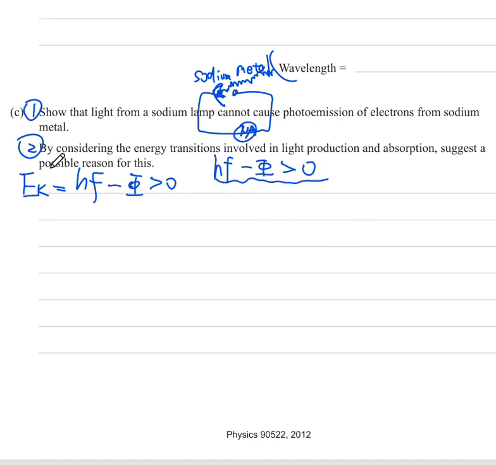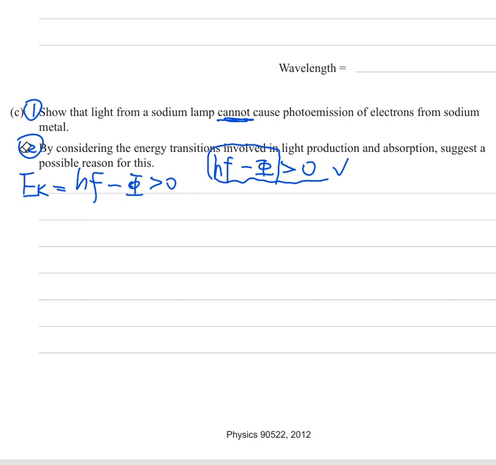We have to make sure this happens. Now, we're given some numbers here. We can calculate whether hf minus phi is greater than 0. If it is greater than 0, then yes, we can see photo emission, the photoelectric effect, happen. But if it is equal to 0 or less than 0, then we can't see photo emission. For this question, the wording is show that it cannot. So we want to demonstrate that this is not greater than 0, and probably it should be less than 0. Now let's calculate it.